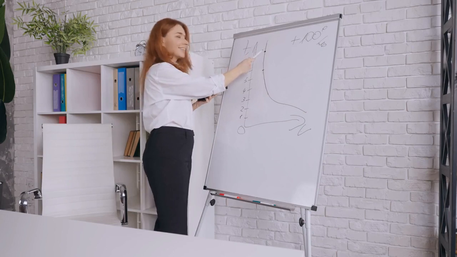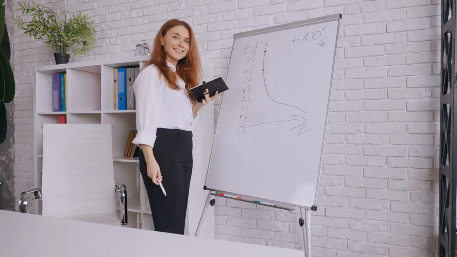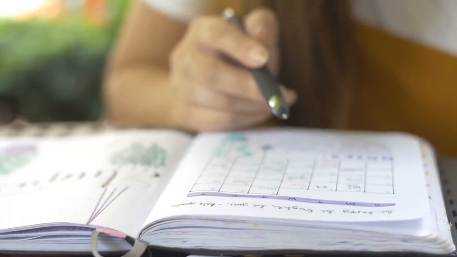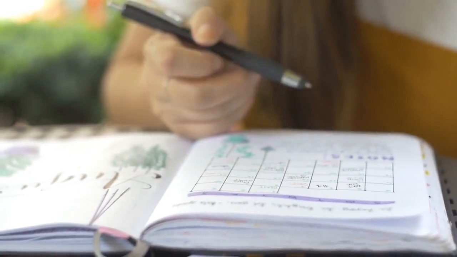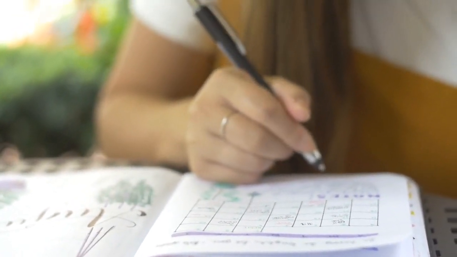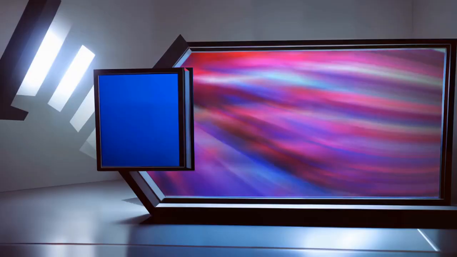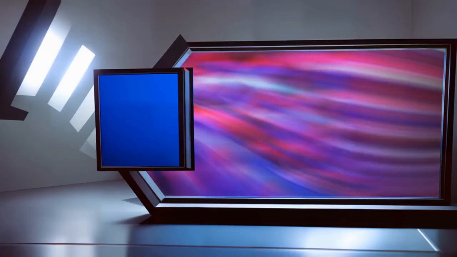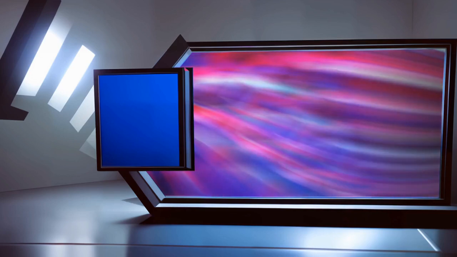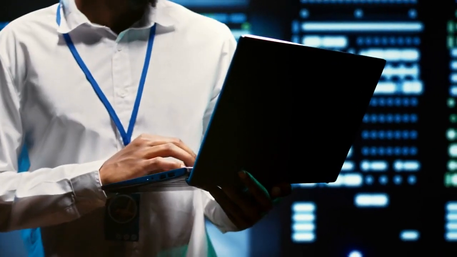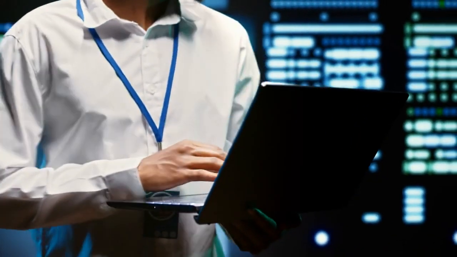Step 2. Plan your content. Effective planning is essential to succeed on YouTube. Brainstorm ideas, create a content calendar, and outline topics you want to cover. Ensure your content is engaging, informative, and aligns with your channel's purpose. Consistency plays a crucial role, so aim for a regular upload schedule.